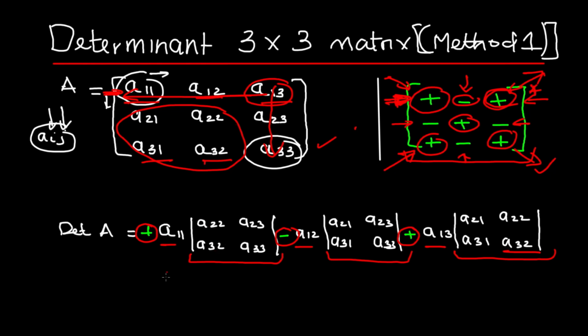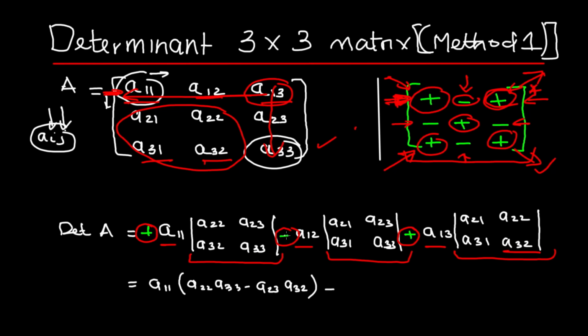And then to get the actual value, because we've collected our terms, now we're just going to say A11. Okay, now you put in brackets. So I'm going to multiply A22, A33 minus A23, A32.